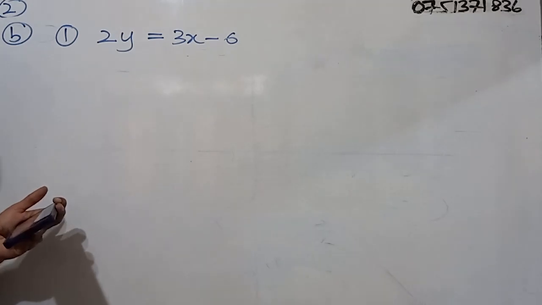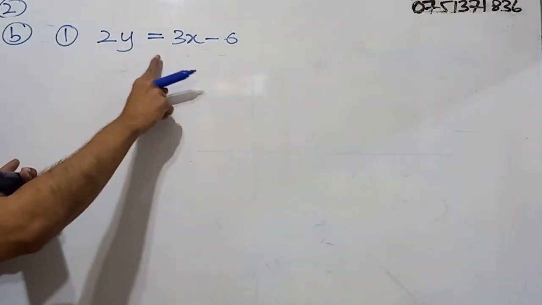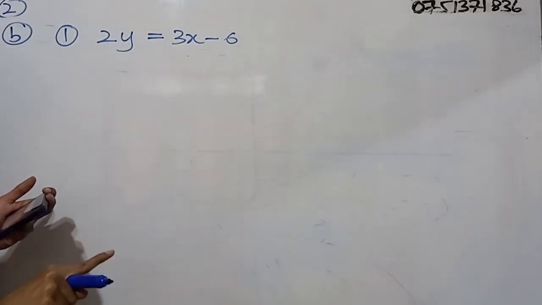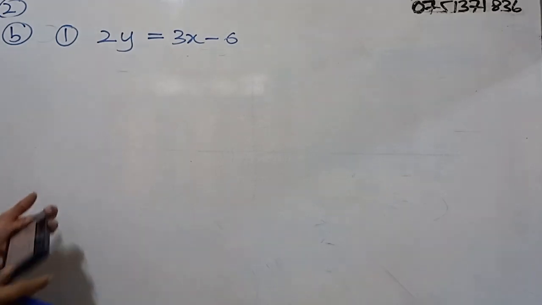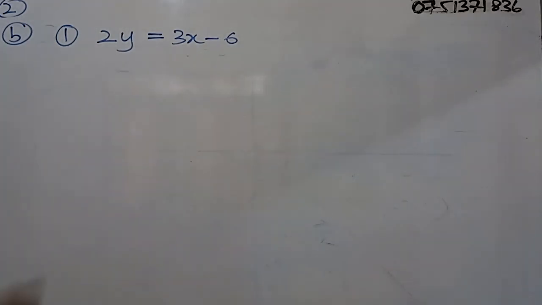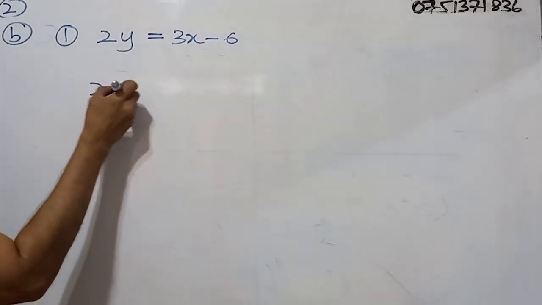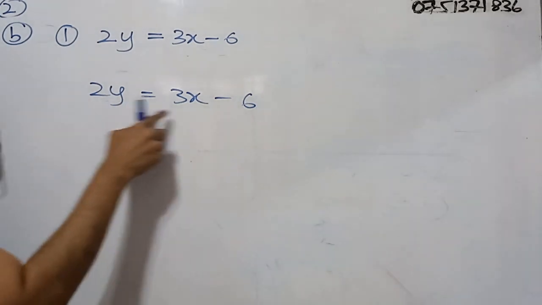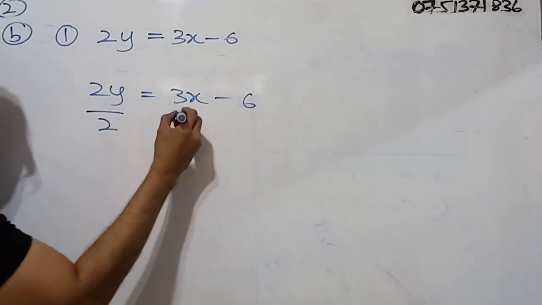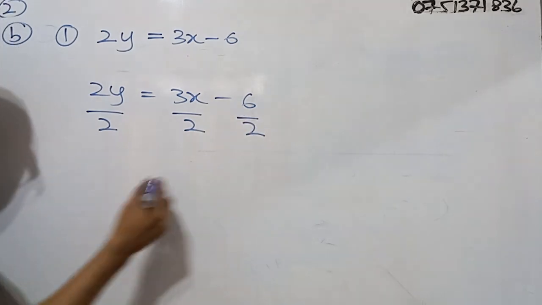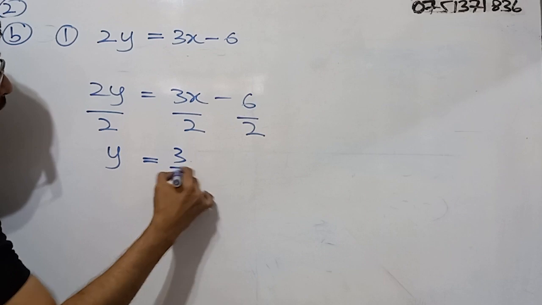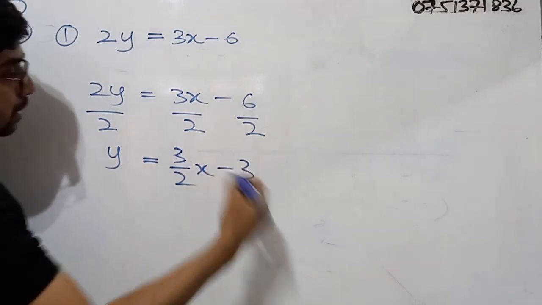Okay, sub-question B, the function 2y equals 3x minus 6. Part 1: write it in the form y equals mx plus c. So we have to rearrange these terms. 2y is equal to 3x minus 6, so we have to divide each of the terms by 2. Then we will get y equals 3 by 2 into x minus 3.